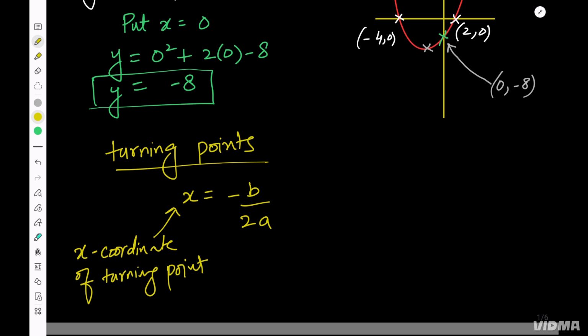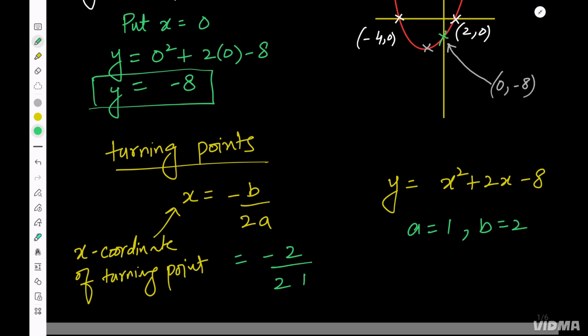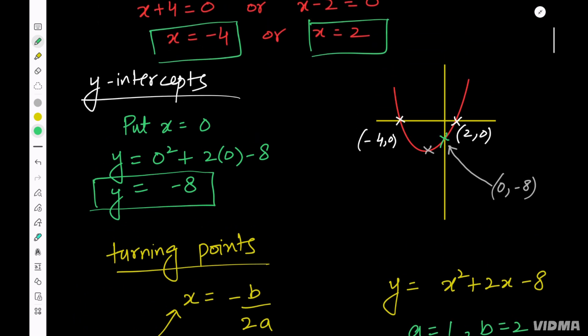So what are b and a? Let me write the original equation so that you can identify b and a from there. This is the equation we have. Our a is 1 and our b is 2. Now just substitute the values: minus 2 over 2 times a. So the answer is minus 1. So the x coordinate of the turning point is minus 1.